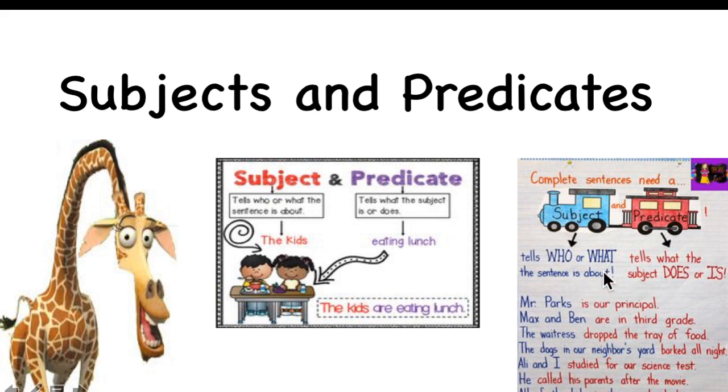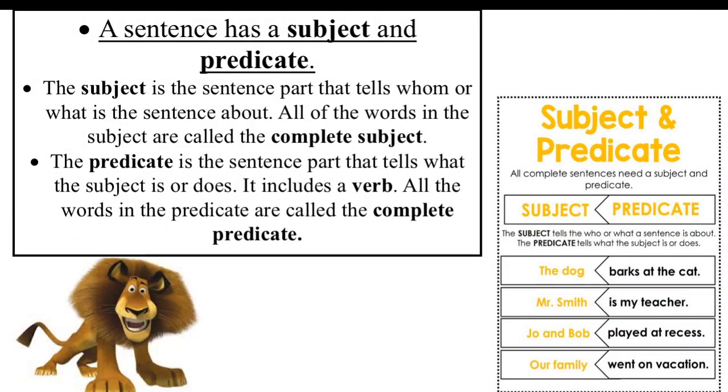You can see in beautiful color, nice poster like a project. Subject, who or what the sentence is about, is in the blue color. And predicate is in the red color. It's the part of the sentence that tells me what the subject did. Do we understand what the subject and predicate are? Here we have some more examples.